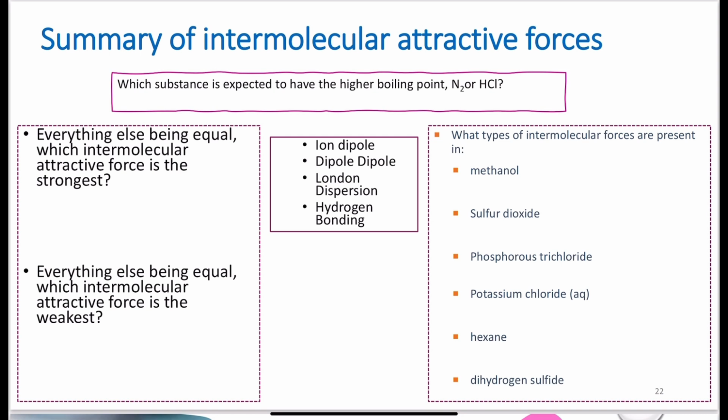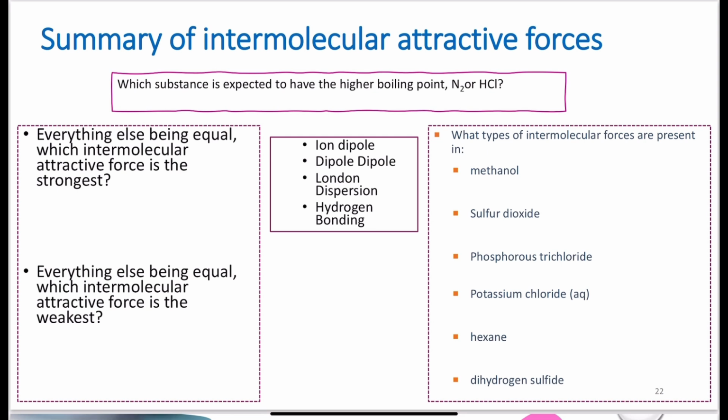Thinking about all of these things, everything else being equal, which IMF is the strongest? My ion dipole. Everything else being equal, which means it has an equal size. Everything else being equal, which attractive force is the weakest? Your LDF is the weakest.